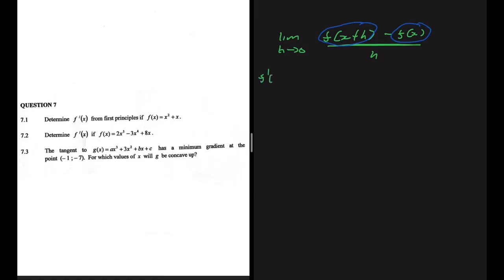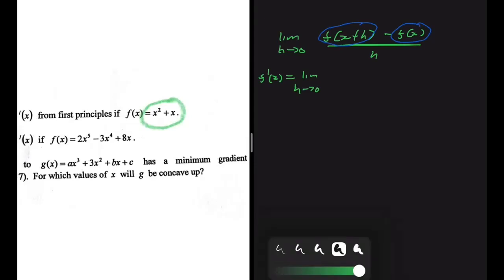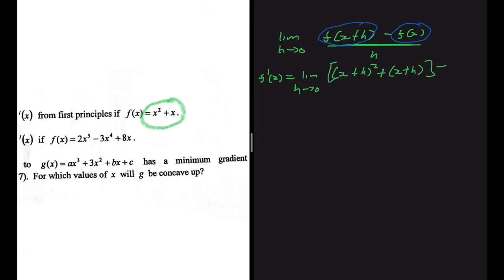So f prime of x will be equal to the limit as h turns into 0 of, our function is x squared plus x, right? So we're going to have x plus h in place of x, and then here again we're going to have x plus h, and then we subtract f of x, the function itself, right? So we say minus x squared plus x, and then we can divide everything by h.